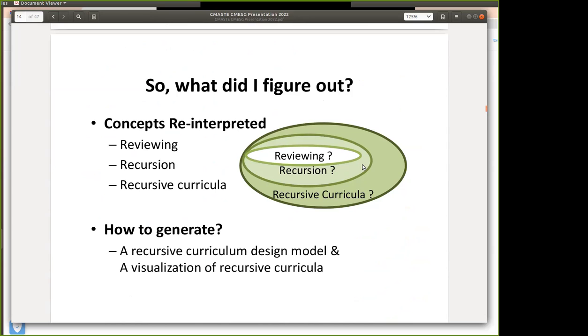You see this kind of nested diagram here. If I understand reviewing differently, it's going to help me understand recursion differently. And it also will help me understand recursive curricula differently. And so they inform each other. I also generated a recursive curriculum design model. Hopefully I can have time to show you more examples. And a visualization of recursive curricula also showed up, and that's the image that you saw at the beginning of this PowerPoint presentation.